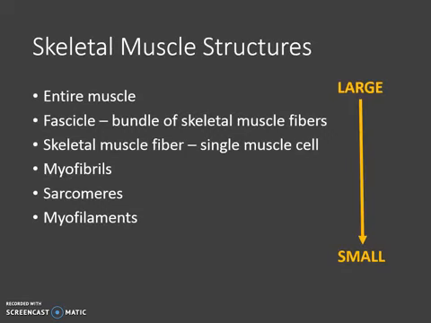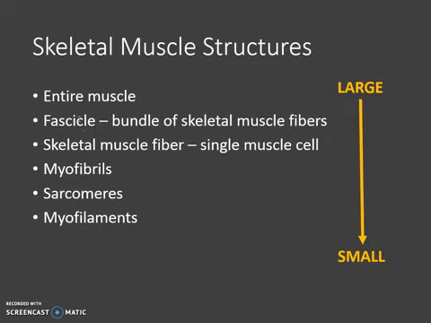Now, a skeletal muscle is organized in different structures. We can start by looking at an entire skeletal muscle, and then we can break it down into smaller and smaller segments. For example, an entire muscle, maybe the biceps muscle in your upper arm, is made up of fascicles. A fascicle is just a bundle of skeletal muscle fibers.